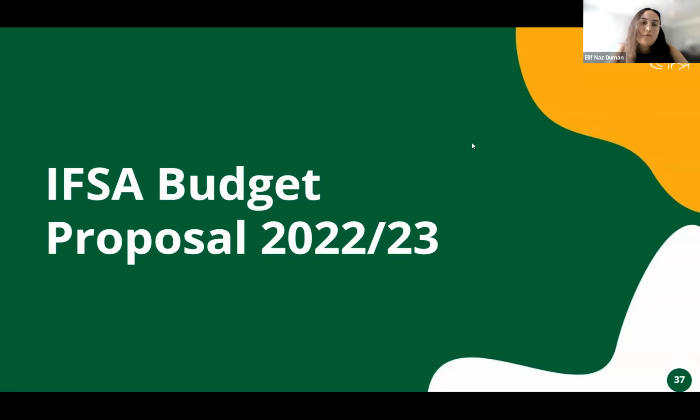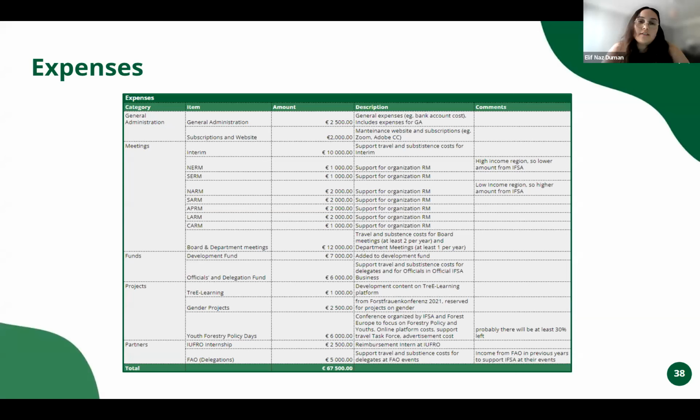If not, we can move on to the budget proposal. During the General Assembly, there will be the approval of the previous budget as well as the upcoming budget for the new IFSA year. During the board meeting in Munich, we formed the new budget proposal for the upcoming IFSA term, which you can have an overview of here in this table.